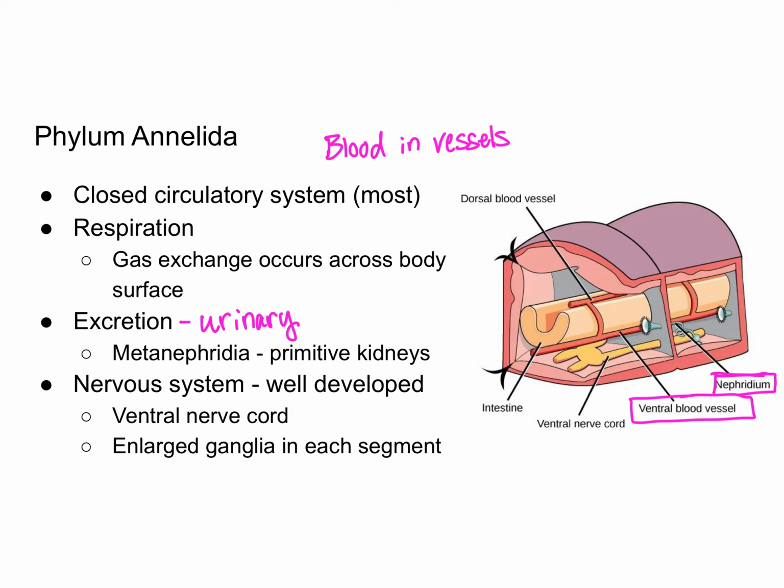They do have a well-developed nervous system with these nerve cords that run along the length of the body. And then the nerve cords are connected by a ganglion in each segment.